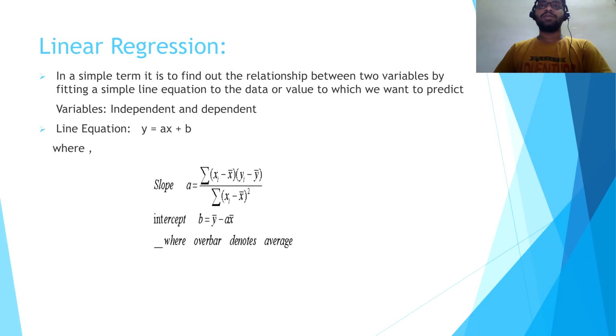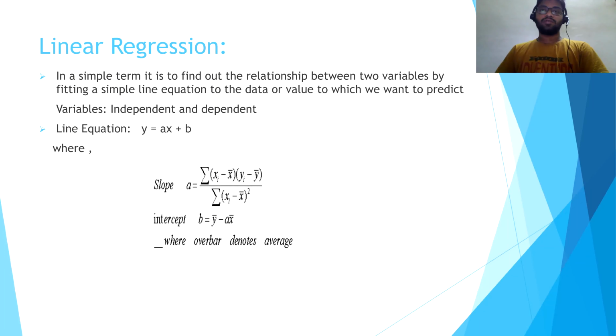And the formula for slope is summation of (x minus x bar) into (y minus y bar) divided by summation of (x minus x bar) whole square, where x bar is considered to be the mean of all the x values, divided by the count of x values. Similarly, y bar is equal to the mean of all the y values, divided by the count of y values. So b, which is the intercept, the formula is b equal to y bar minus a into x bar.